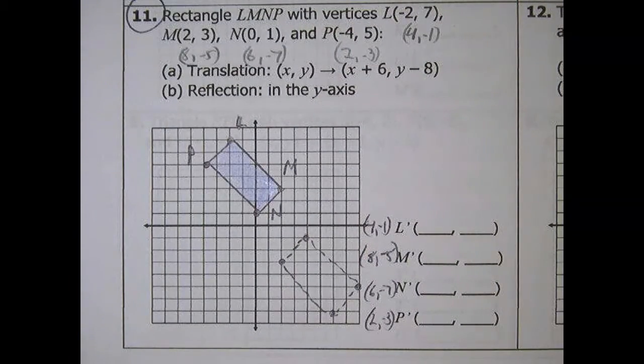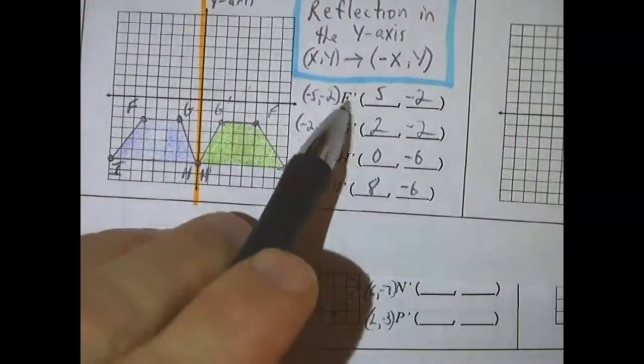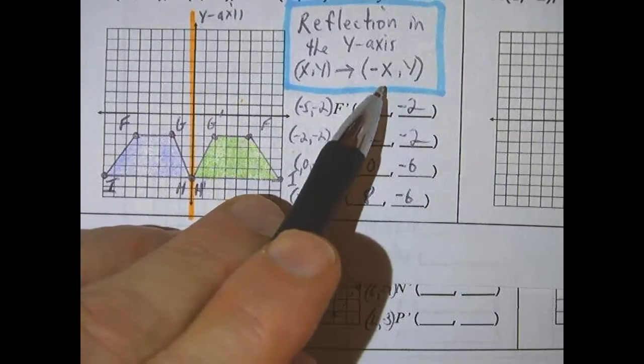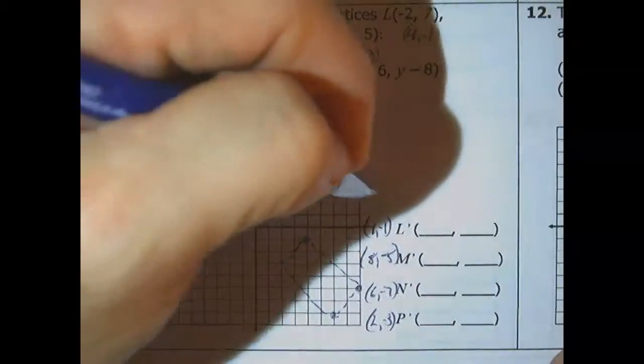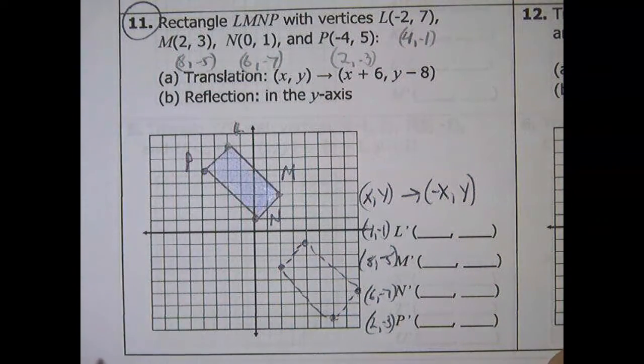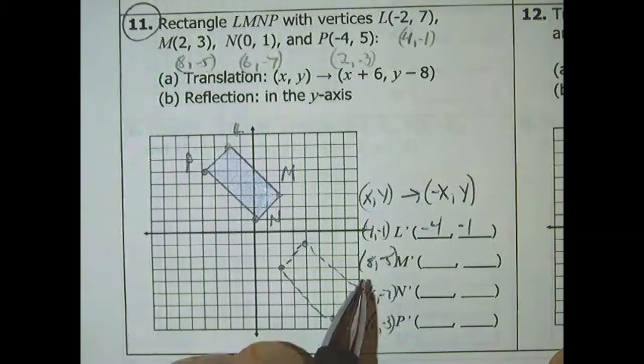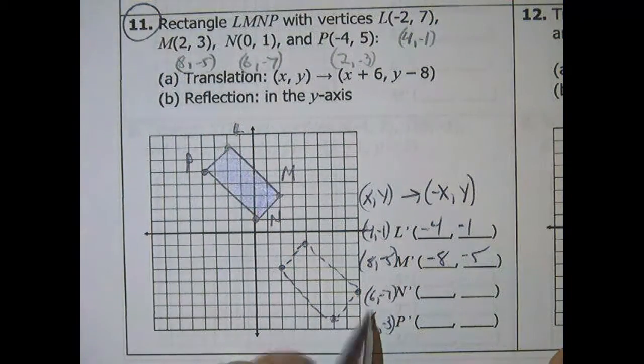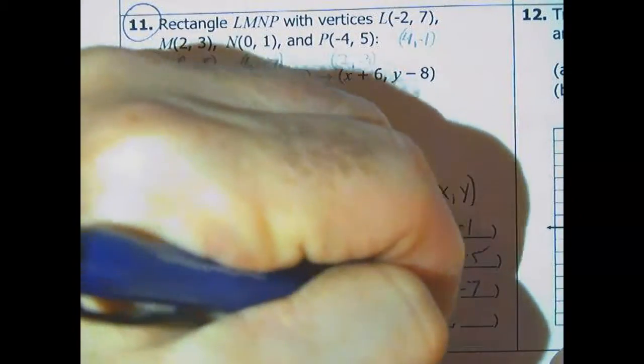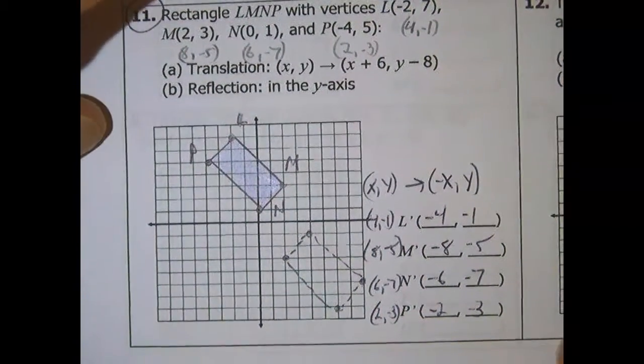Reflection over the y-axis, just as a reminder, here's the rule. It takes x, y and it switches it to negative x, y. So our rule will take x, y, which we now have a bunch of, right? We did the translation, and it's going to go to negative x, y. Okay, so we can just see the points here. If this was 4, negative 1, this would be negative 4, negative 1. This would be negative 8, negative 5. This would be negative 6, and this would be negative 2, and the y's don't change. So negative 6, negative 7, negative 2, negative 3, and let's go ahead and plot those points.